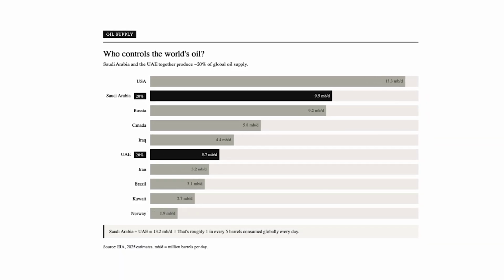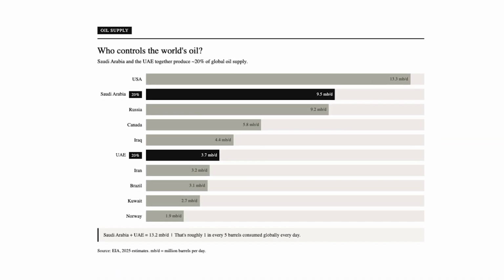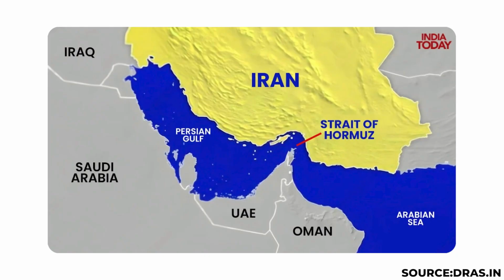So everybody has to understand, 20% of the global oil comes from the UAE and Saudi Arabia. And for the oil tankers to come in and out, they have to go through a passage called the Strait of Hormuz, which is the map right here. As you can see on the diagram here, Saudi Arabia and UAE need the oil tankers to go in and out through the Strait of Hormuz, which is controlled by Iran.